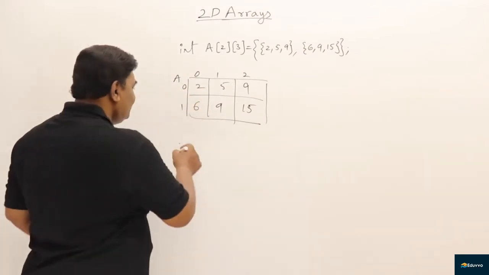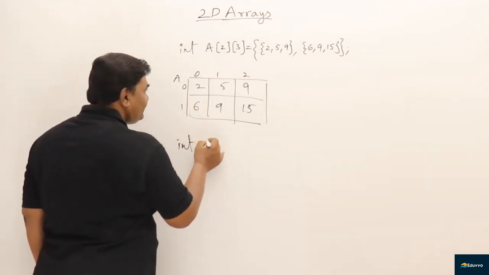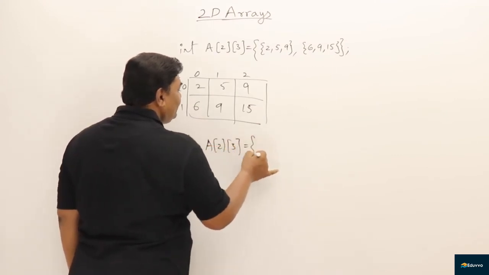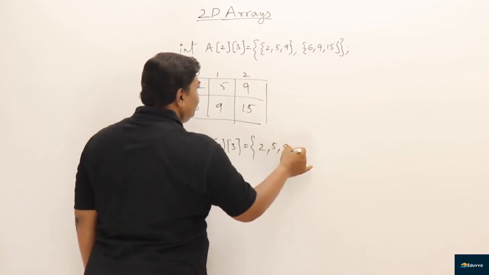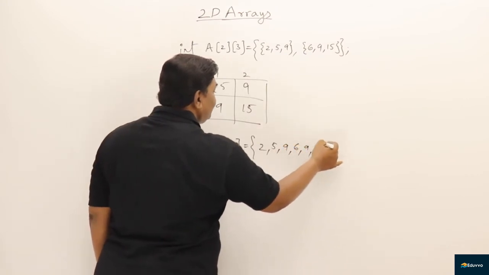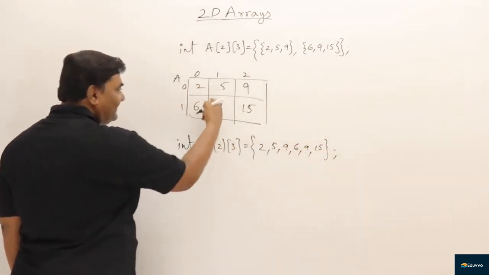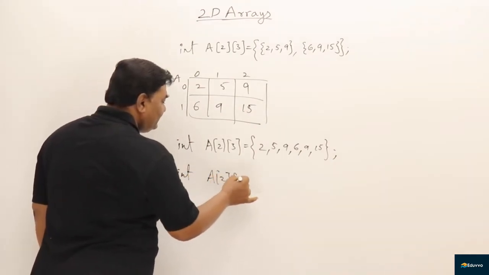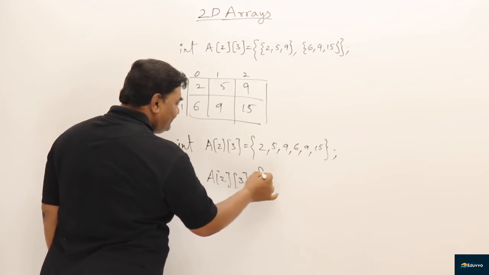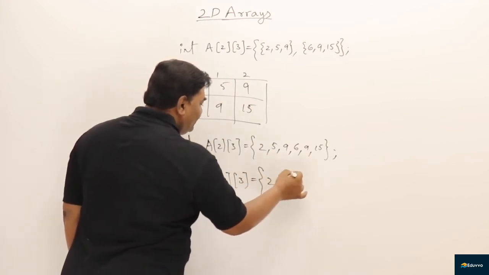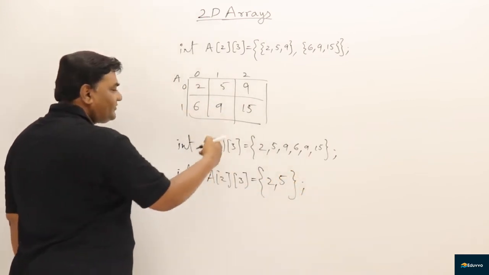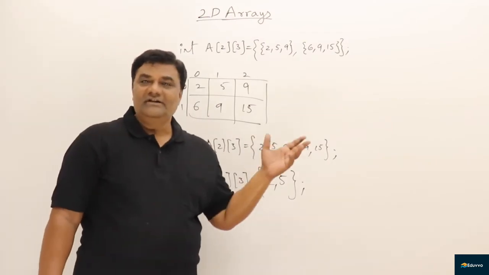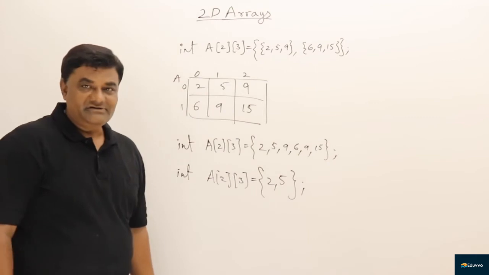Now the other way of initializing it is I can mention A of 2, 3, and I can simply write all these values 2, 5, 9, 6, 9, 15. So this also will fill this array the same way. Even I can say A of 2, 3, taking the same size and same name. If I fill up only 2 values, then you know well that the rest of the values will be initialized automatically by 0. So this is how we can declare and initialize a two-dimensional array.